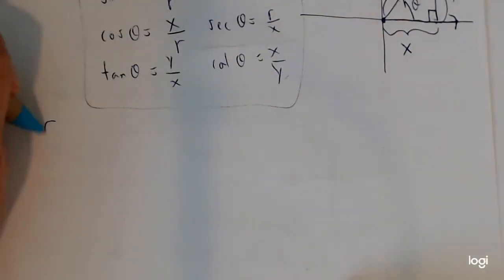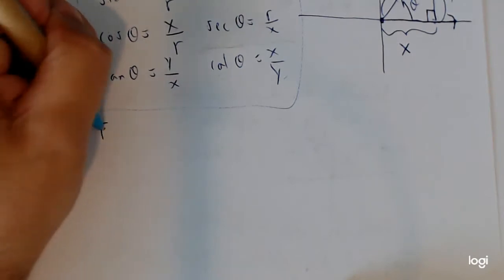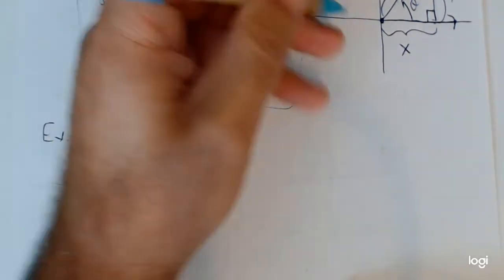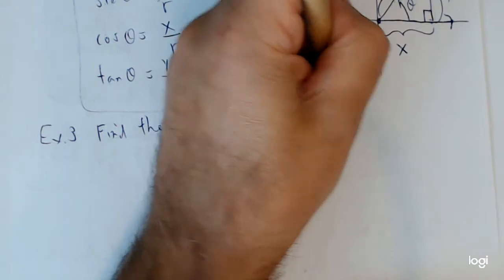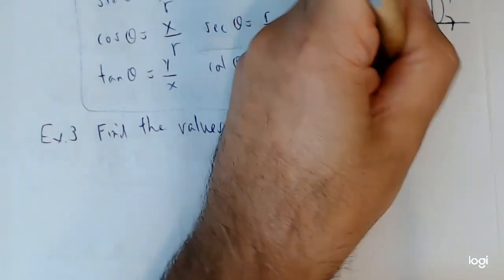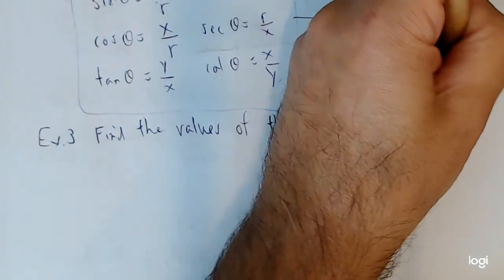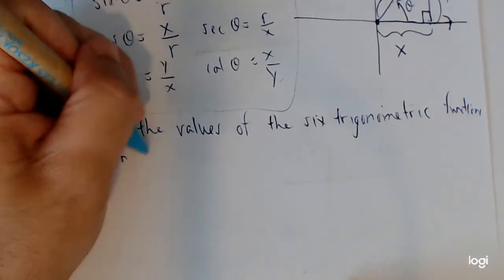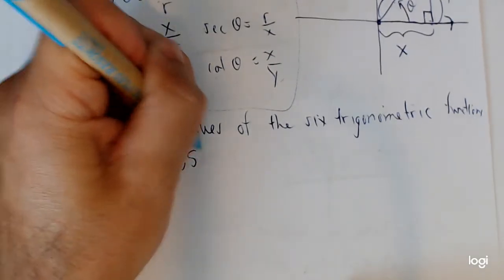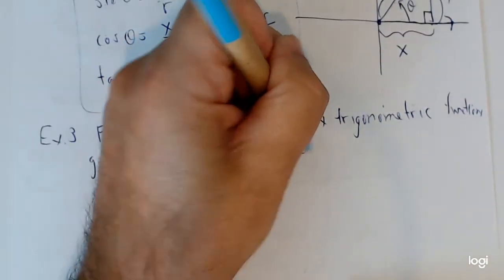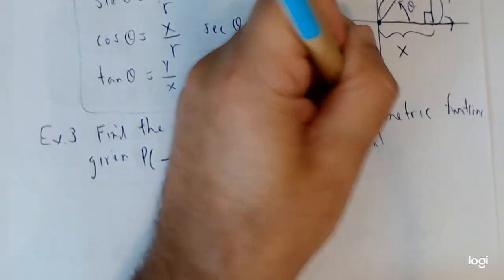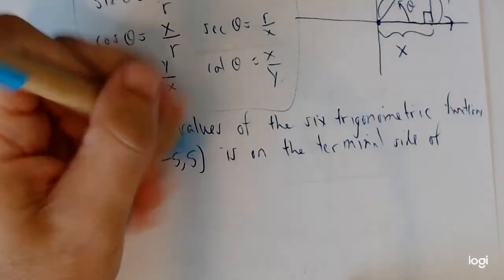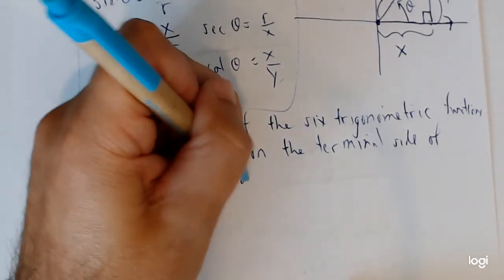Okay, so let's look at our third example. Find the values of the 6 trigonometric functions given the point -5, 5 is on the terminal side of angle theta in standard position.